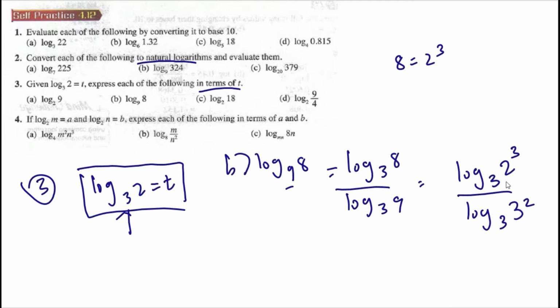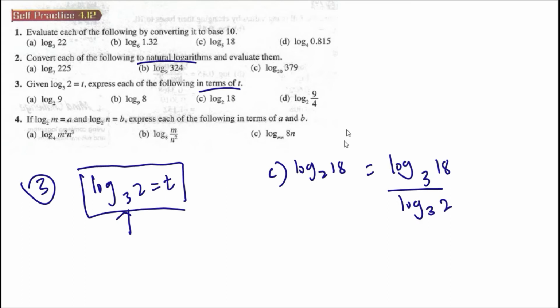Why do we try to make it log 2? Because we see we can make it a power, and we have log 3 2 here. So 3 log 3 2 over 2 log 3 3. Now this one can be cancelled out. Log 3 2 is equal to t. Now we have 3t over 2.